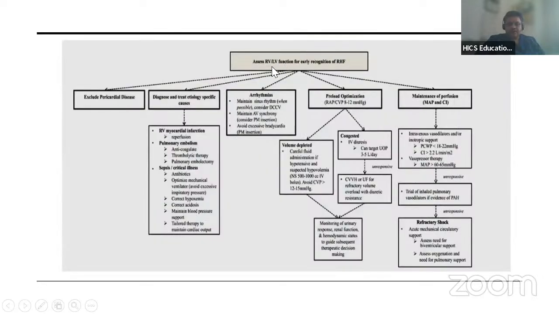So assess the RV function for early recognition of right heart failure, exclude pericardial disease, diagnose and treat the etiology-specific causes like MI, pulmonary embolism, or sepsis, treat the arrhythmias, optimize the preload either with filling the patient or decongesting the patient as the situation may be, and maintain the perfusion with the help of vasodilators and vasopressors and correction of acidosis. If all else fails, you have to look at mechanical circulatory support like biventricular or right ventricular support.